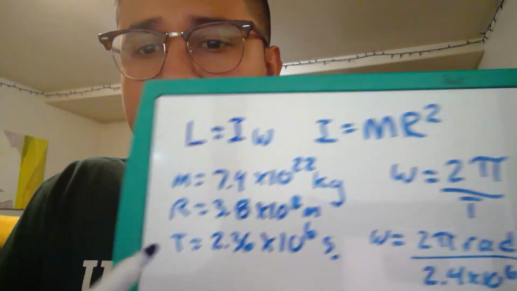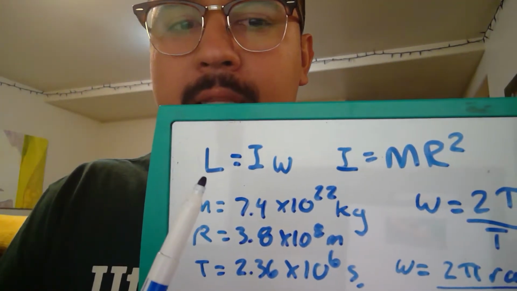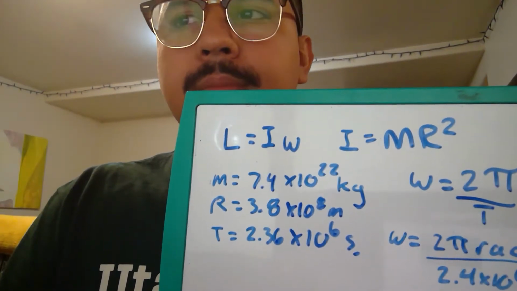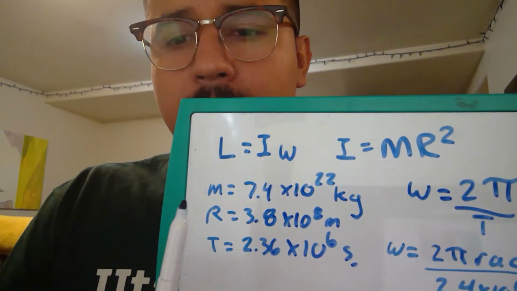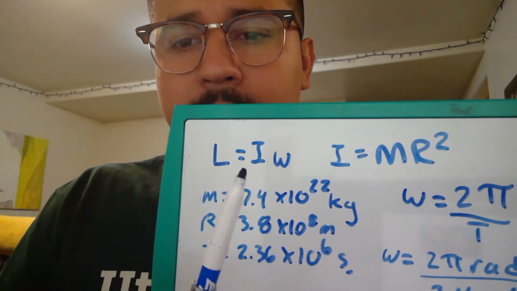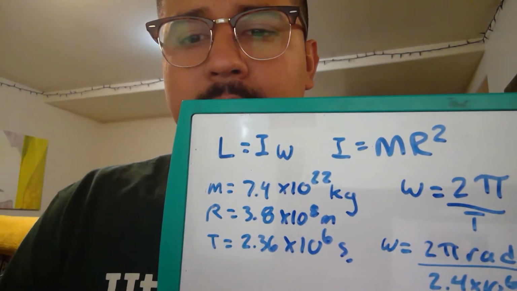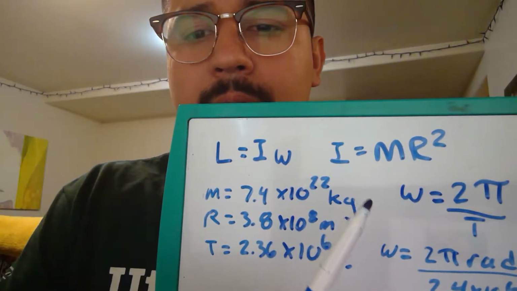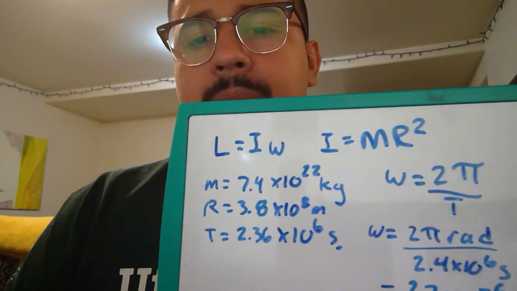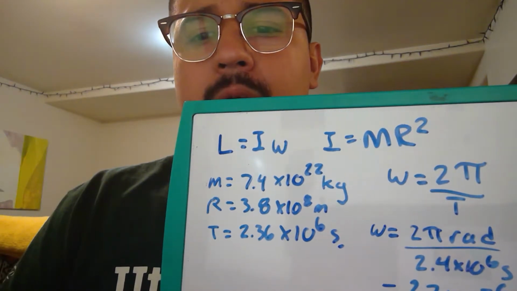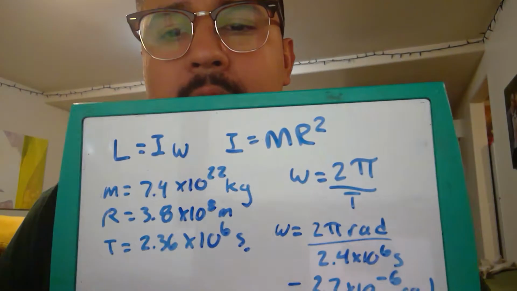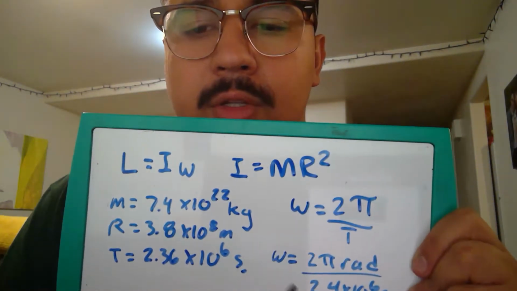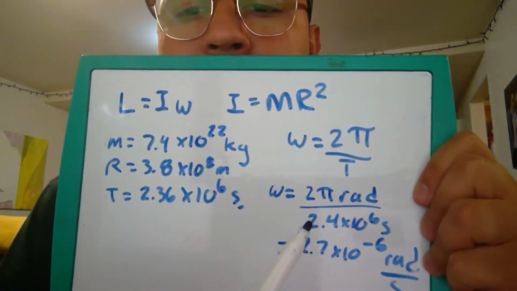So those are our givens, and we also need to know that our angular momentum is equal to inertia times our angular speed, and that our inertia is equal to the mass times our radius squared. We're going to use those equations, and the first thing we're going to do is recognize that angular speed is equal to 2 pi over the period.